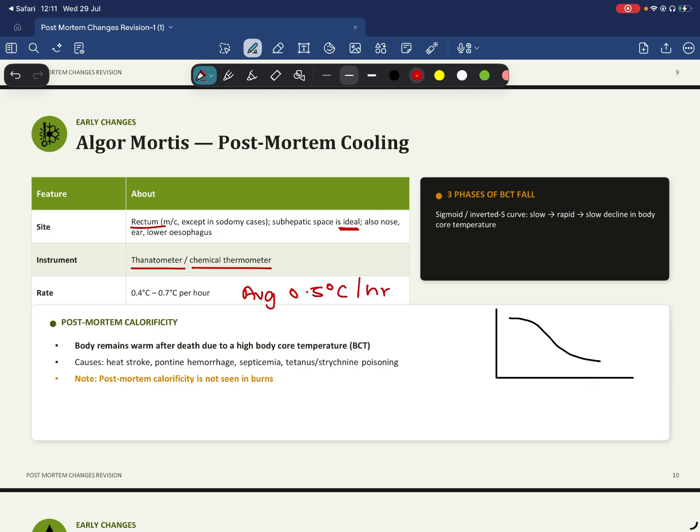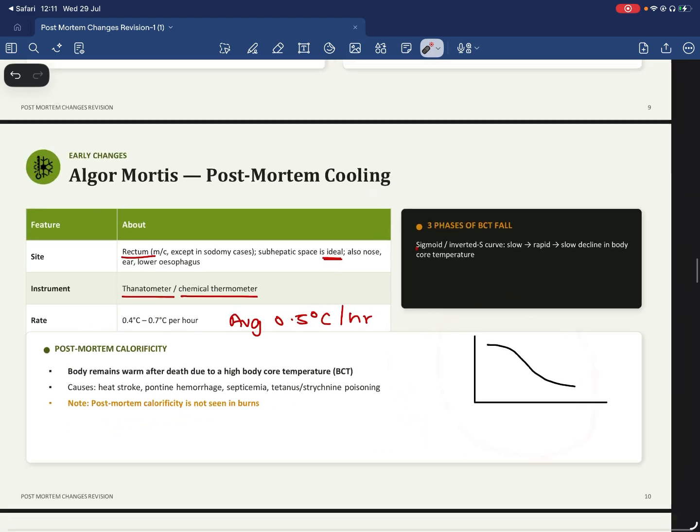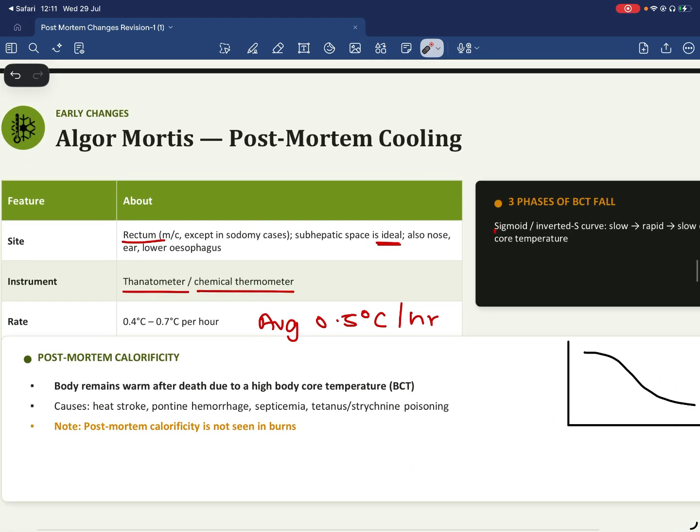There are three phases in which the body core temperature falls. It takes the shape of a sigmoid or inverted S curve, as shown here. Algor mortis is the cooling of the body temperature to attain that similar to the environment.